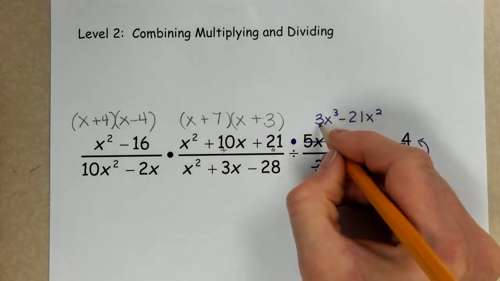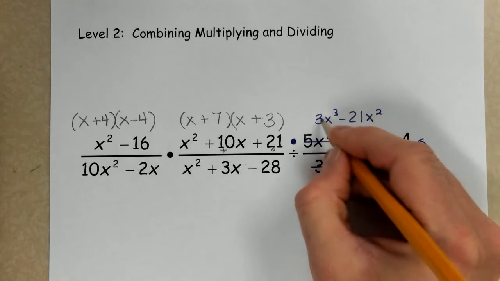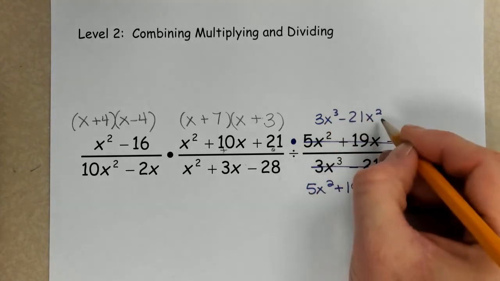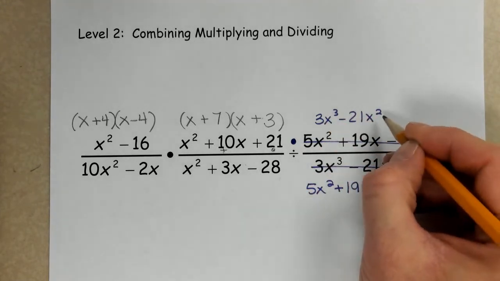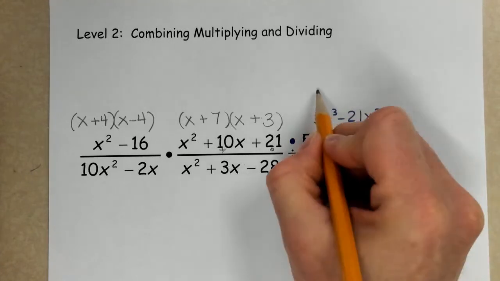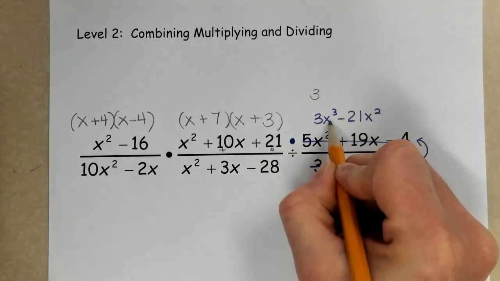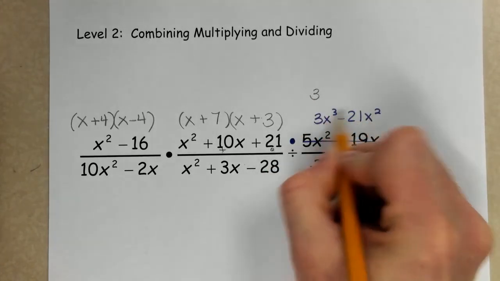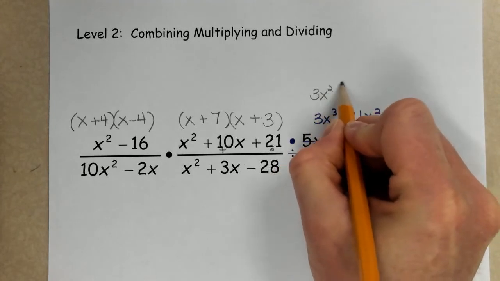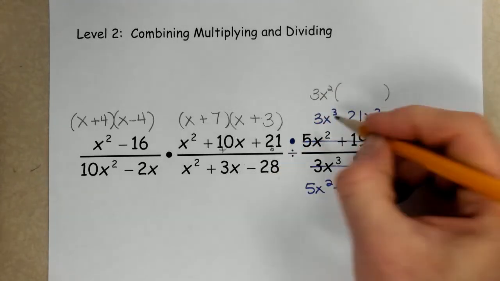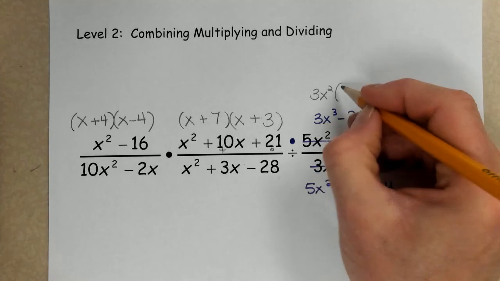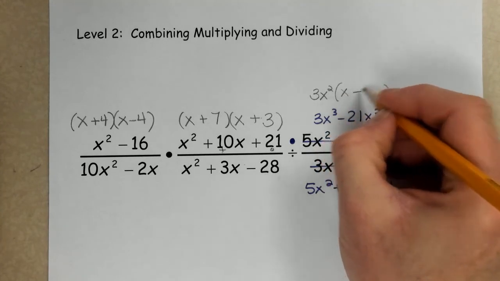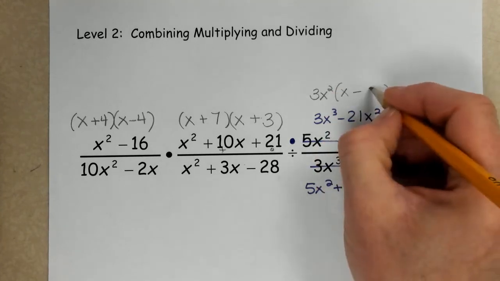Third, there's a lot of x's going here, so I'm going to look for a greatest common factor since it's only 2 numbers long. 3 and 21 can both divide by 3. And there are x squareds in common, so we're going to take out 3x squared. So we have x minus 7.